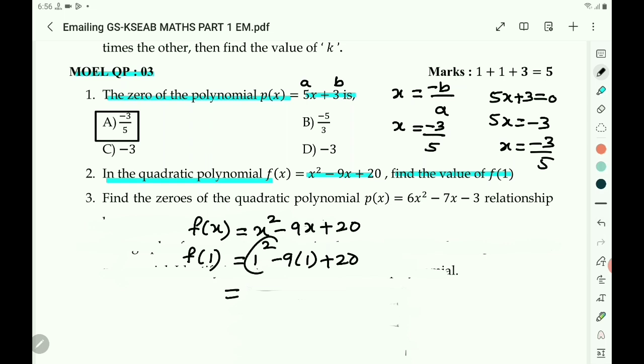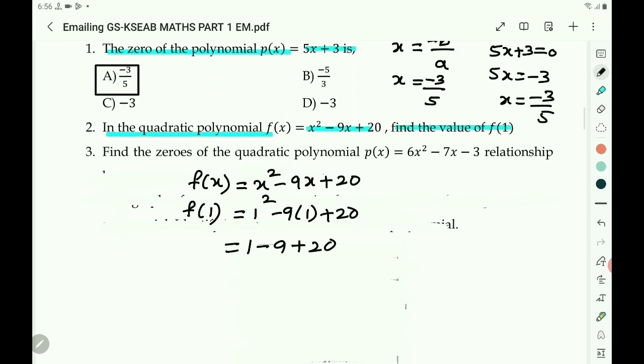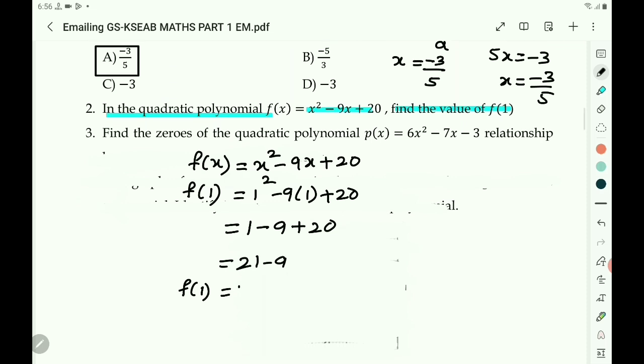That equals 1² is 1 × 1 = 1, minus 9 × 1 is 9, plus 20. Then you can add 1 plus 20, as they have positive signs. 1 plus 20 equals 21, minus 9. So you got f(1) = 21 − 9, which equals 12. f(1) = 12, you got.